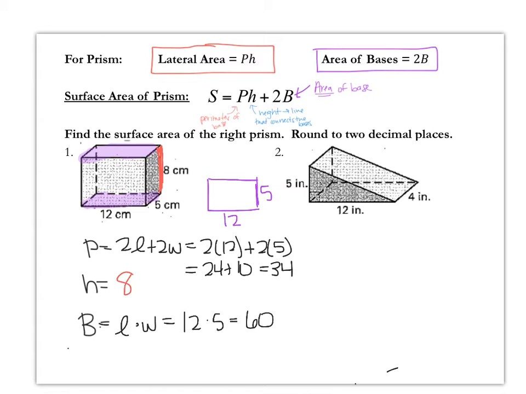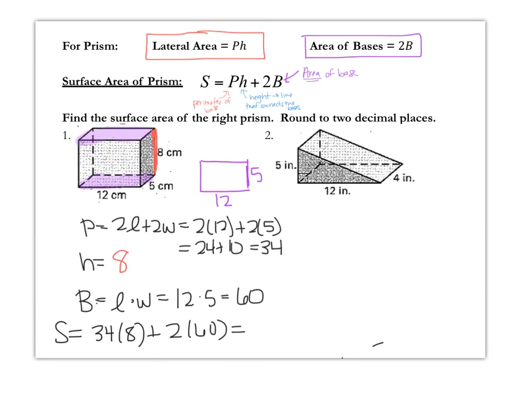And then to find the surface area, we are just going to plug into the formula. It's going to be the perimeter, 34, times the height, 8, plus 2 times big B, which was 60. And you do need to follow your order of operations here. Make sure you multiply before you add. So you get 272 plus 120, which is 392. And then we'll put units on here, centimeters. And because this is area, it's going to be centimeters squared.